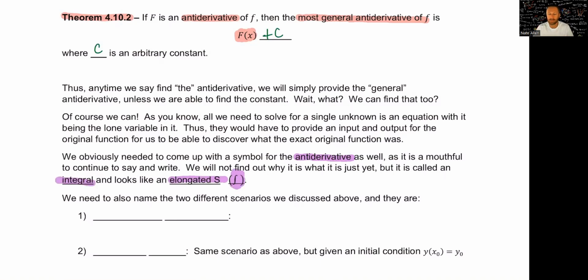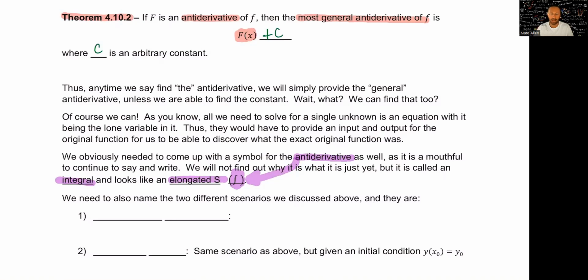Now, it won't make sense to you why it's that elongated s until we get a little bit further into the next chapter, chapter 5, but there is a rhyme and a reason to why it's an elongated s. But you need to know now, whenever you see that symbol, that that is what is called the antiderivative.